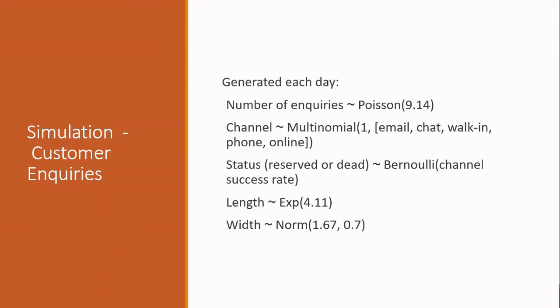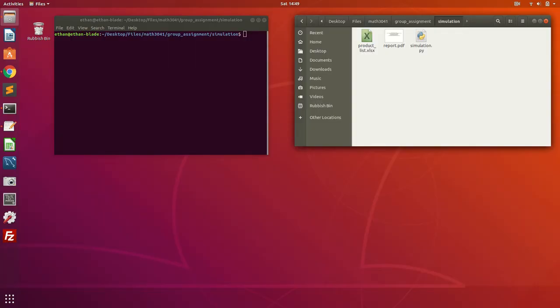There's also a status, so either reserved or dead, which is drawn from a Bernoulli distribution of the specific channel's success rate, a requested length, which is drawn from an exponential distribution, and a requested width, drawn from a normal distribution. These were chosen as they were the best fitting distributions to these values in the original dataset.